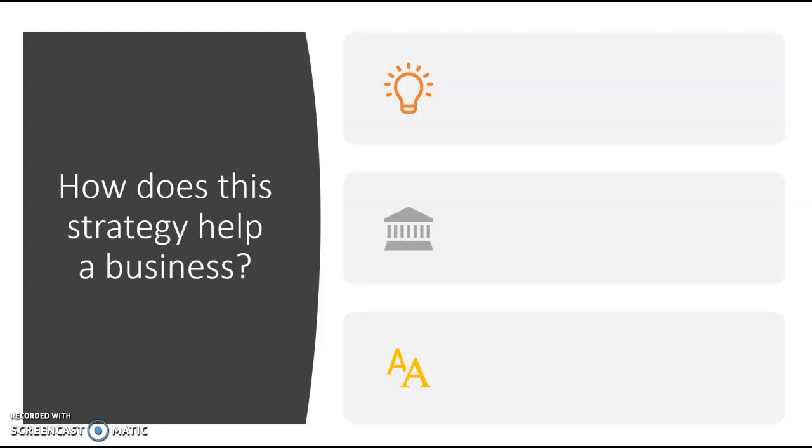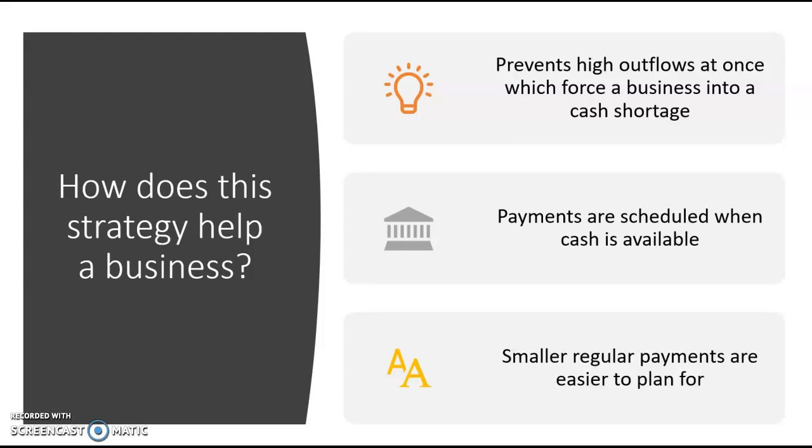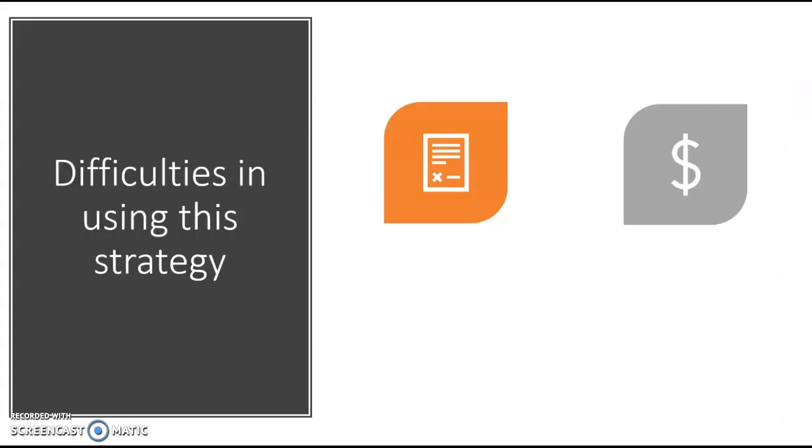So how does this strategy help a business? It helps by preventing high outflows all at once, which force a business into a cash shortage. It ensures that payments are scheduled when cash is available, and these smaller regular payments are easier to plan for and manage. All of these result in the benefit of not having to seek finance to cover any cash shortfalls, which reduces financial costs and financial risk.